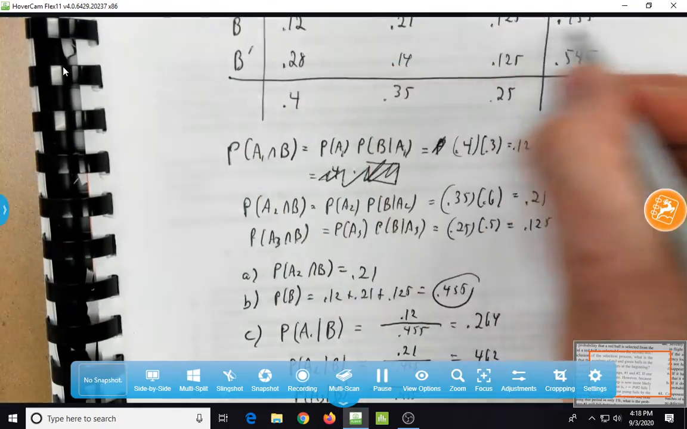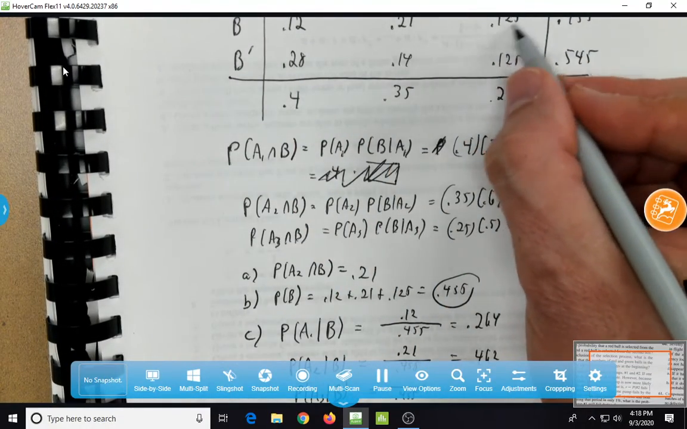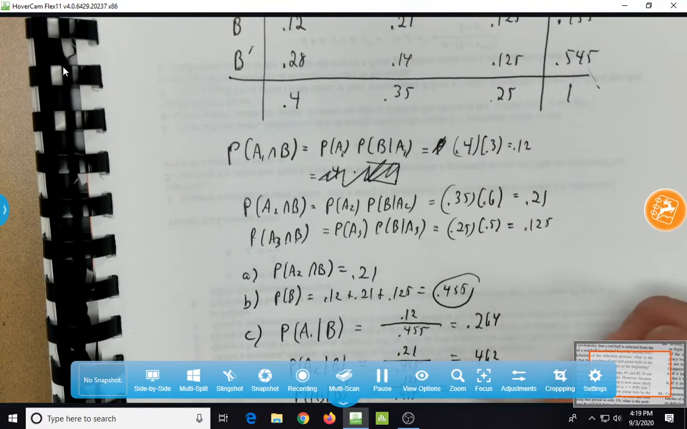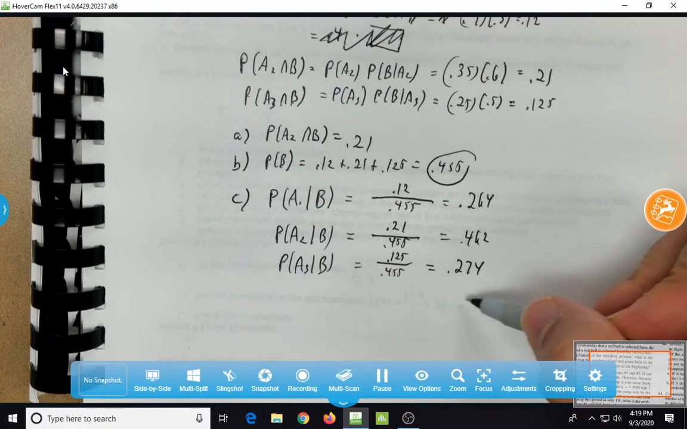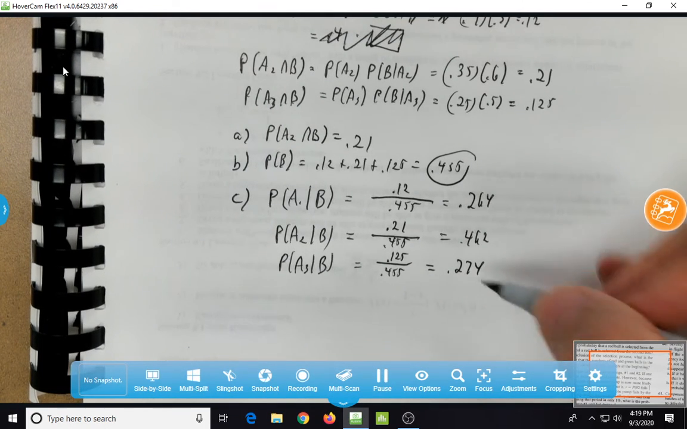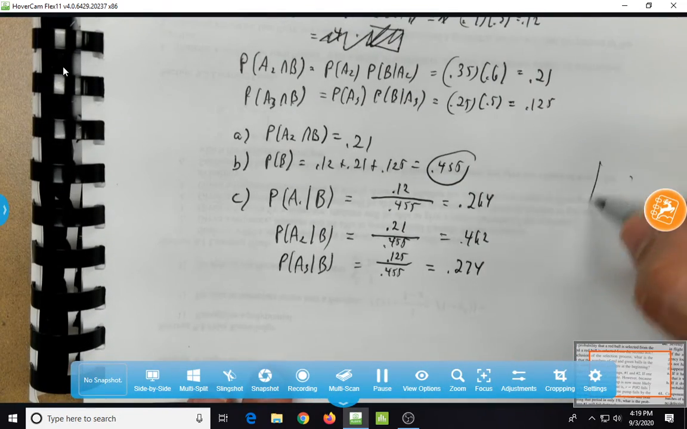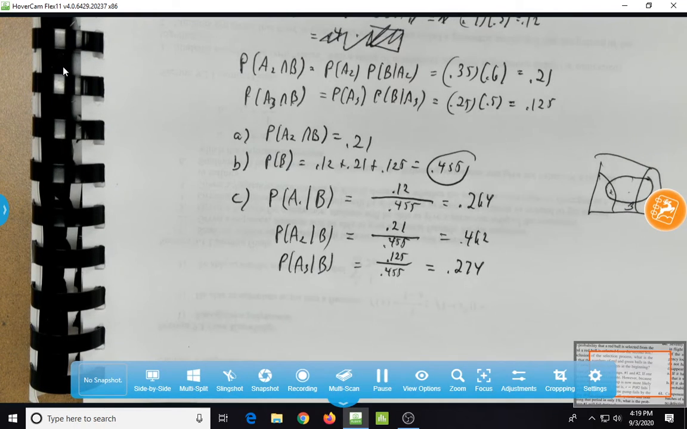And then finally, probability of A3 intersect B will be 0.125 over 0.455. We restricted it to this row. All these three numbers have to add up to this. So you're finding the proportion of A3 over the total. When I calculated, I got 0.274. Now notice that if you add up these three numbers, they will add up to 1. That's something to notice. So given B, we're in the smaller sample space, and we can add up the three probabilities within this space.